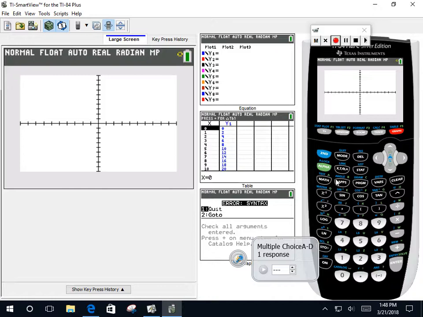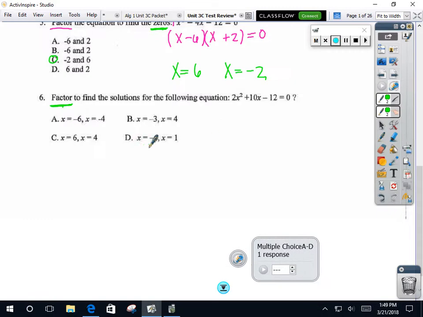Okay, once you've typed it in, you graph it and you just look for where it crosses the x-axis. It crosses at -6 and +1. So -6 and +1 are your solutions.